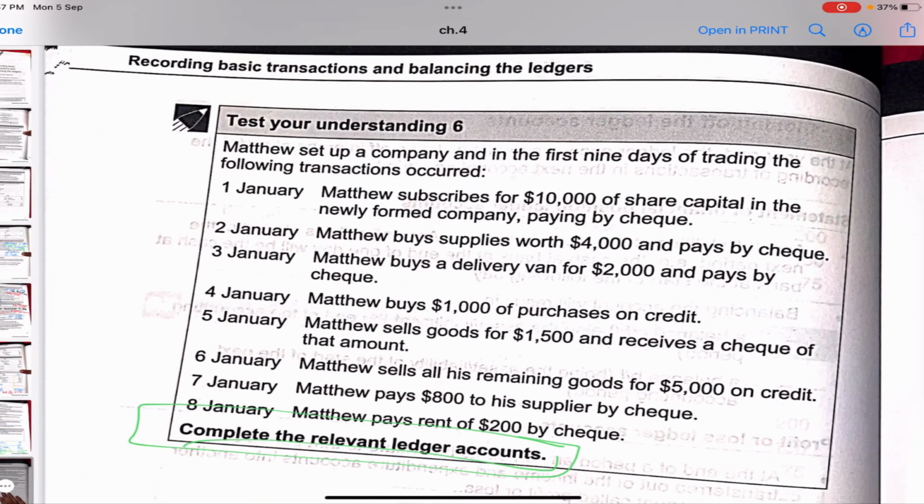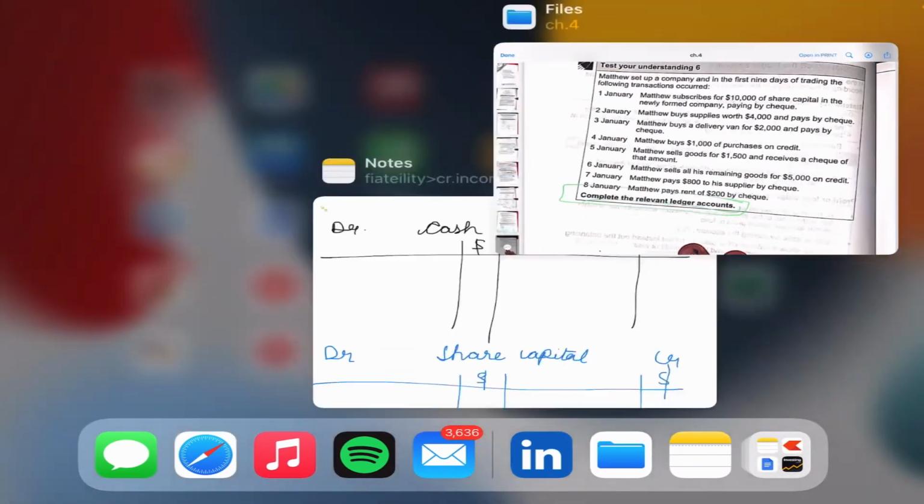So the first one, Matthew subscribes for $10,000 of share capital in the newly formed company, paying by cash. So what did I tell you? That share capital, so he subscribes for it, so he buys a share. So when Matthew buys a share, it is an asset for him, right? And he pays cash for it. So the cash goes out because you're paying for the share, and as you are acquiring a share, that means that your asset increases, right? So let's just do that.